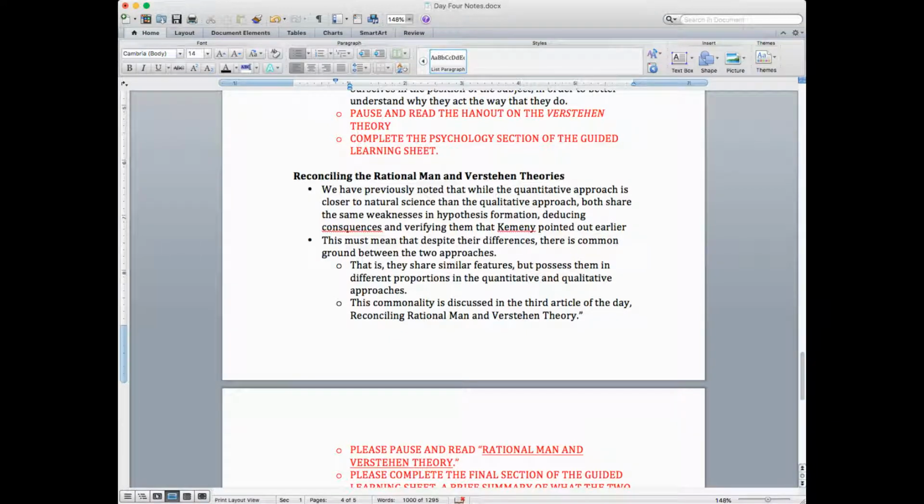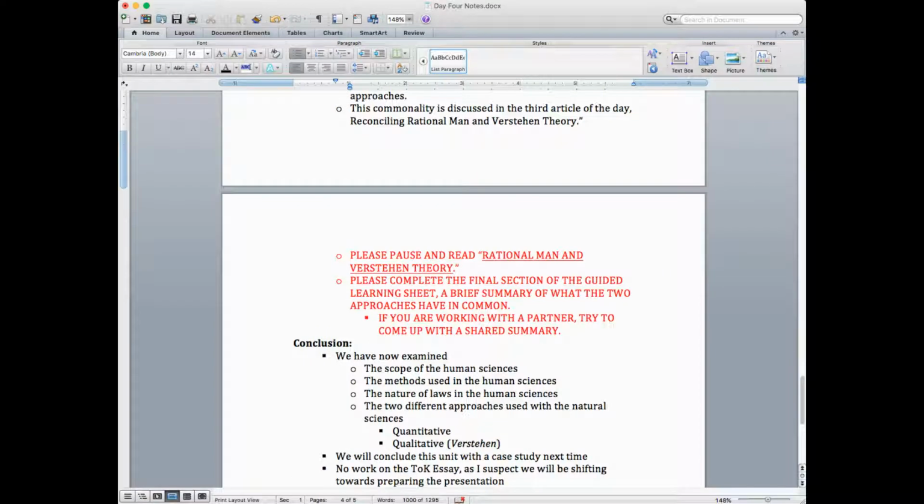So this must mean, despite their differences, there's common ground between the two approaches. That is, they share similar features, meaning there's a qualitative aspect even in the quantitative area of human sciences, and there's a quantitative aspect even in the qualitative areas of human sciences, although they exist in different ratios to each other. This commonality is discussed in the third article today, reconciling rational man and Verstehen theory. So I'd like you, we're almost done, I'd like you to please pause and read that rational man and Verstehen theory.